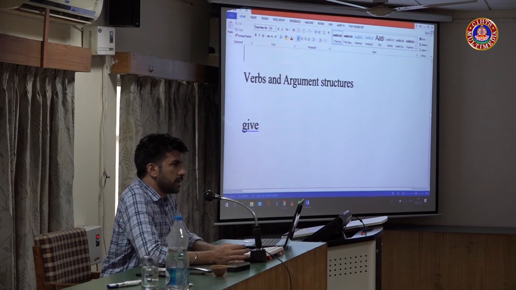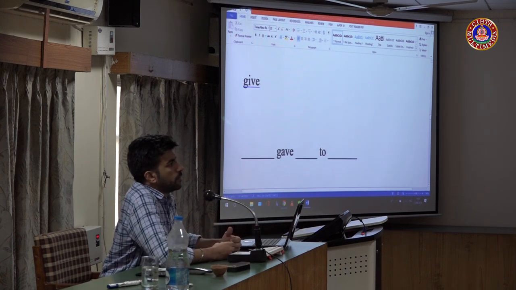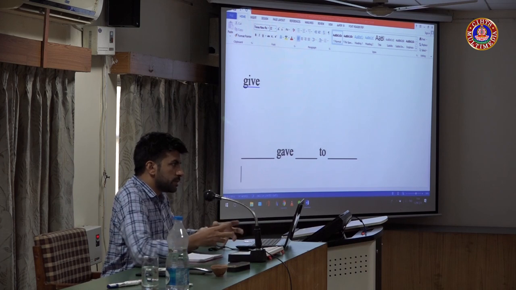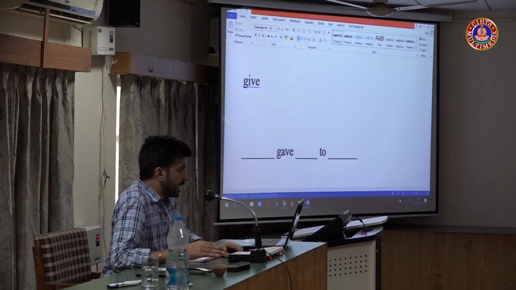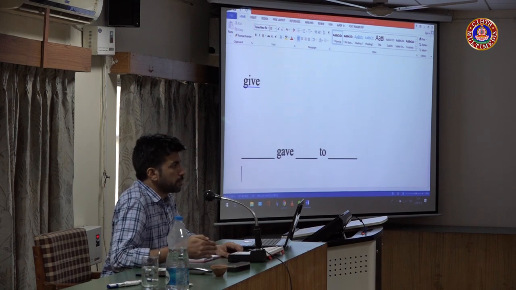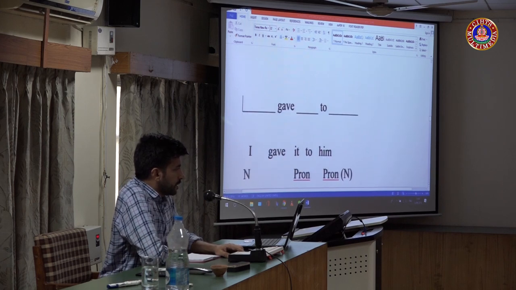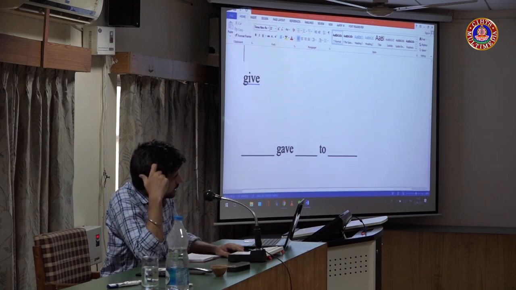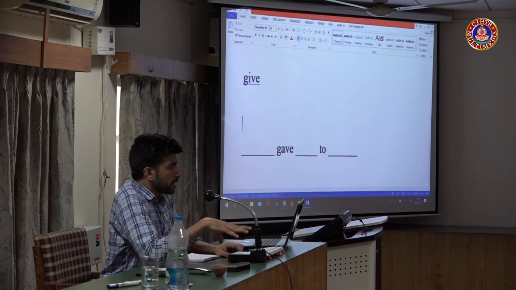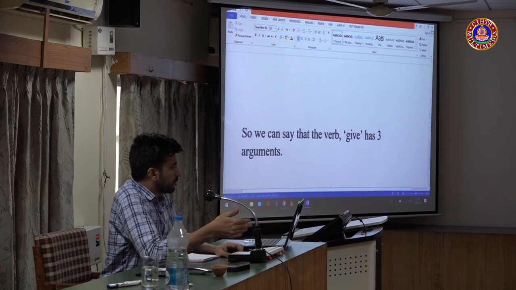Whenever we use the verb give in a sentence, it will always have three arguments. Arguments means three possible places which will demand another word to make the construction logical, syntactical, meaningful. For example, this sentence: dash gave dash to something. These are the three positions the verb give demands to fill. So, for example, you write, I gave it to him. So you have noun, pronoun, pronoun in different positions. We can then say the verb give has three arguments, three demands. But every verb will not have three, every verb will not have one. So we can say that the verb give has three arguments.